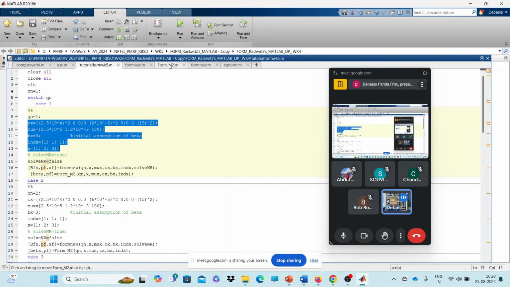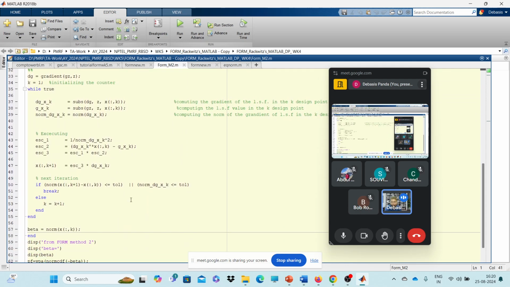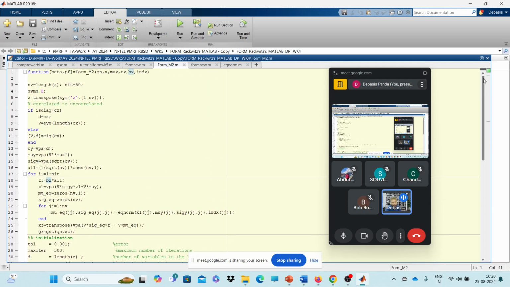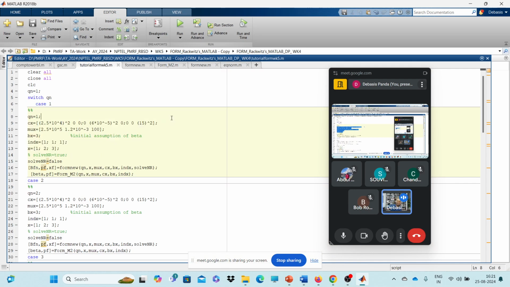Here in this function file form M2, you can display your x points, z points, and all this. You can make necessary modifications here to get different kinds of output. So here, for comparison purposes, I only opted for two outputs, beta and pf, and it is giving the beta and pf based on my initial values. This is the main file from where I am calling all of the function files. Form new will give me the results using the Rackwitz algorithm, and form M2 will give me the results using the Rackwitz-Fiessler algorithm.